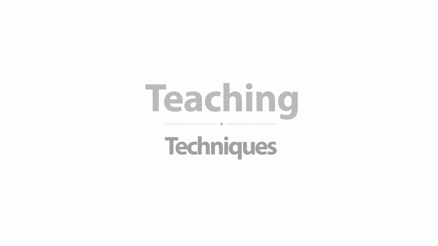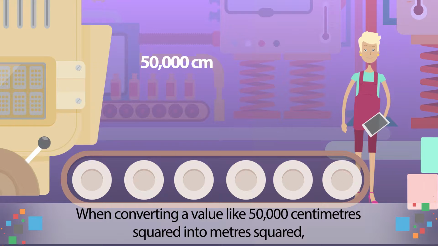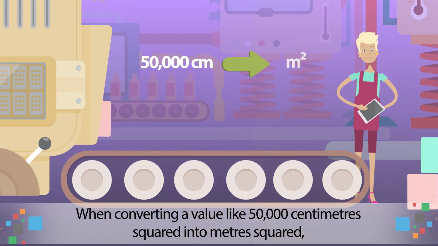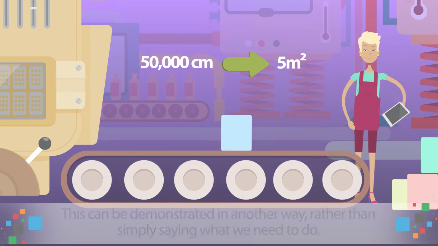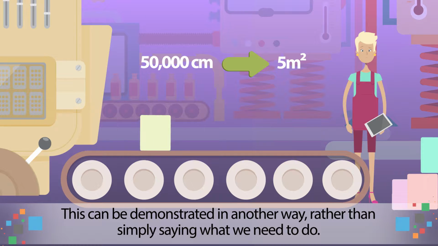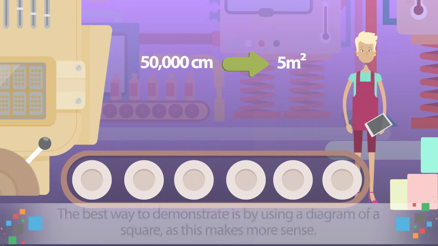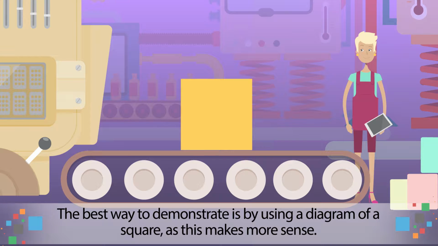Teaching techniques. When converting a value like 50,000 centimetres squared into metres squared, we already know from our lesson that this is 5 metres squared. This can be demonstrated in another way, rather than simply saying what we need to do. The best way to demonstrate is by using a diagram of a square, as this makes more sense.